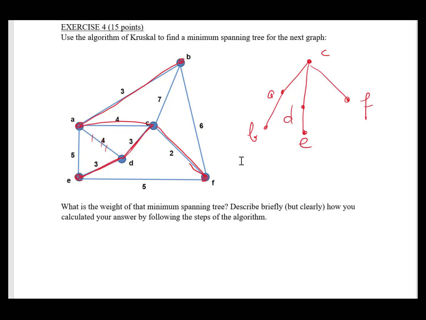And what is the weight of that minimum spanning tree? That's 4, 7, 10, 15. And you could also just add up the numbers here. Exactly the same. A minimum spanning tree is this one, and the weight is 15.